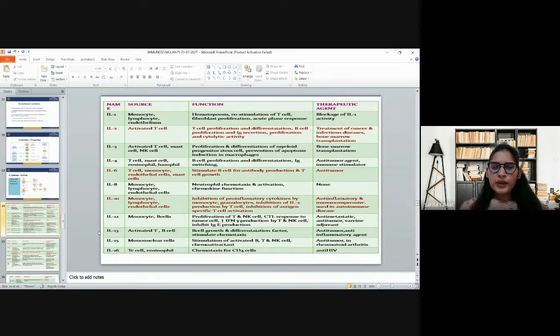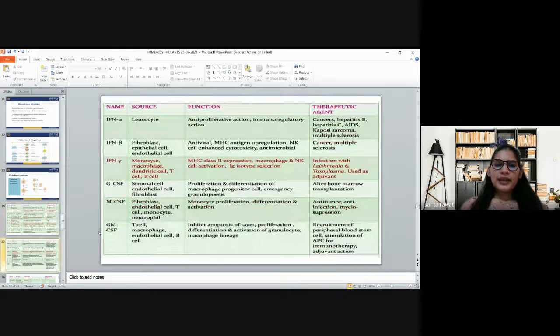Then the next we have IL-16. The source is T cell and eosinophil. The function includes chemotaxis for CD4 cell and the therapeutic use includes anti-HIV.